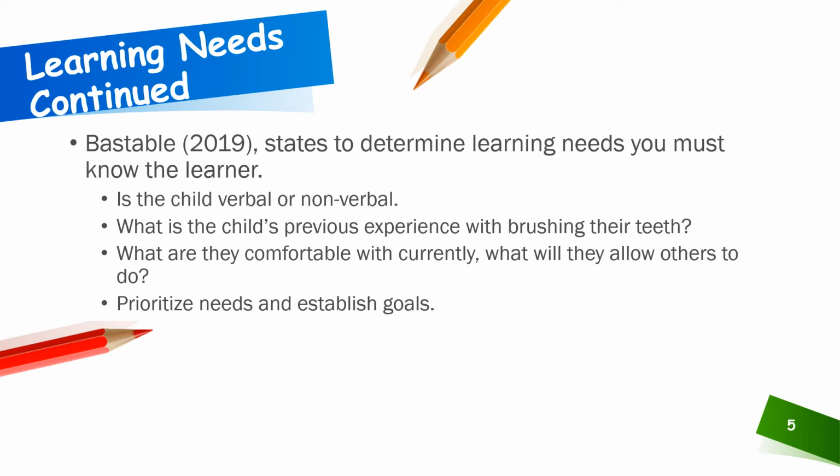So for my son, for example, he wouldn't let anybody do anything for him. So for him, the teaching would be to direct him to do something instead of having a parent assist him. And then once you establish who the child is, then you can prioritize their needs and establish their goals.